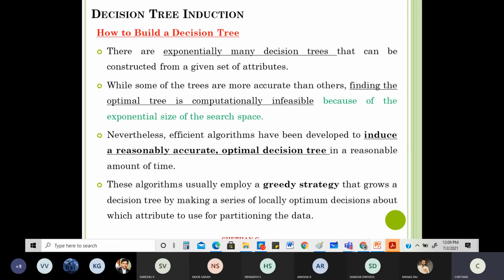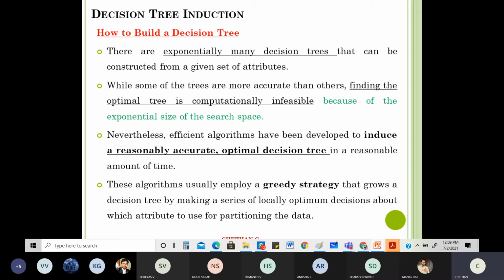So many are there. We are not going to worry about the names of it now. Okay, finding the best tree, optimal tree. Optimal means best tree, best solution, optimal solution. Finding the optimal tree is computationally infeasible. Why? Why is it infeasible?